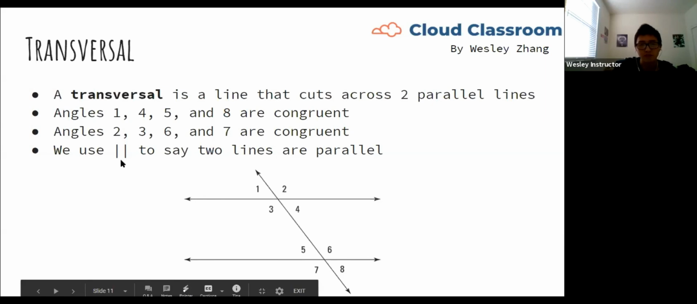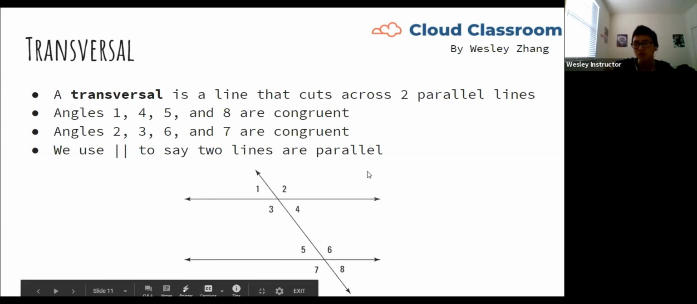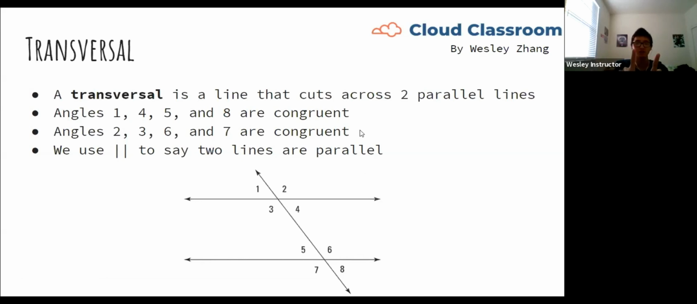So we use this symbol, these 2 vertical lines, to say 2 lines are parallel. So say the top line is line A, and the bottom line is line B. We would say line A, 2 lines, line B. That's how we say they're parallel.